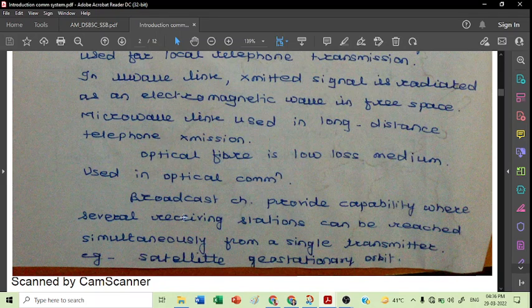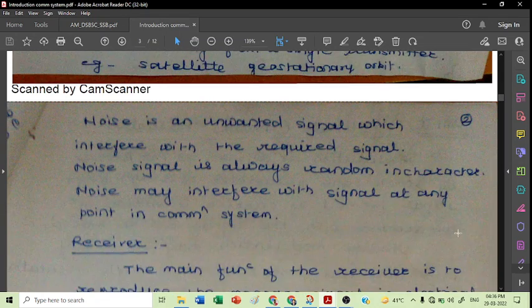Now secondly is the broadcast channel. It provides capability where several receiving stations can be reached simultaneously from a single transmitter. Example of broadcast channel is satellite in geostationary orbit.